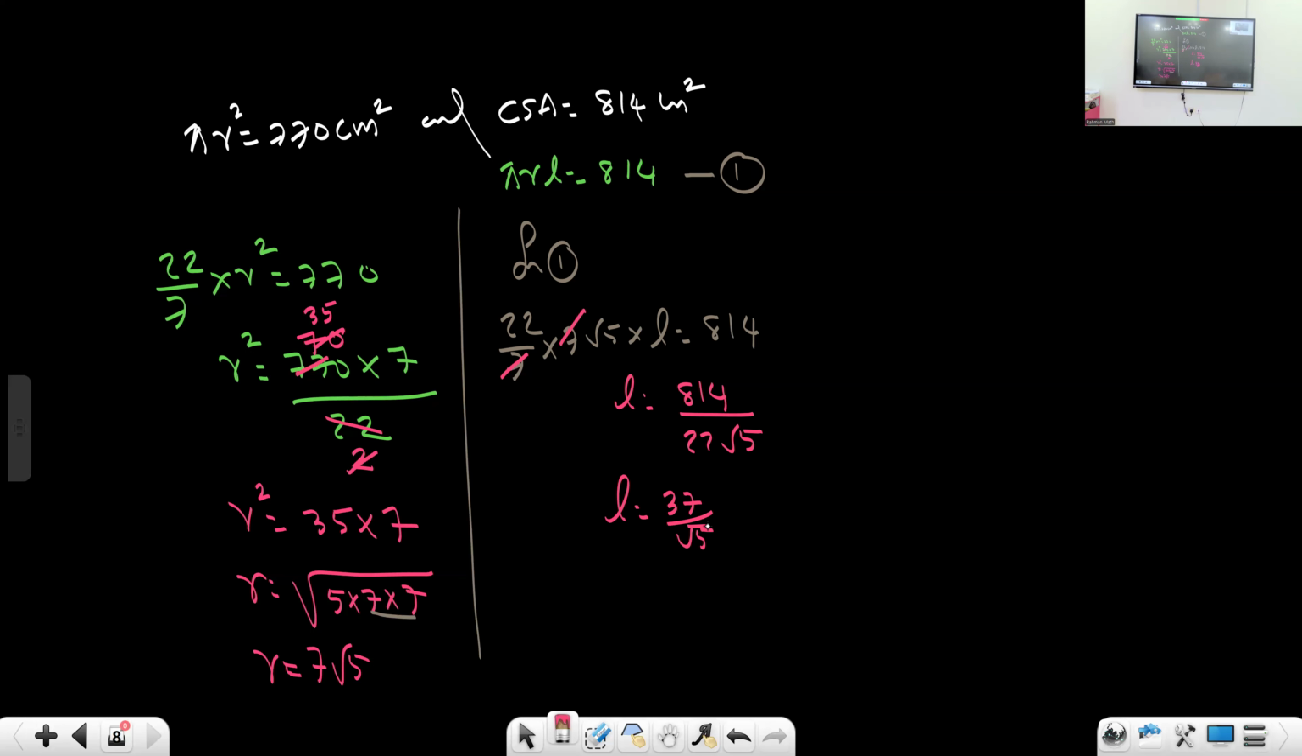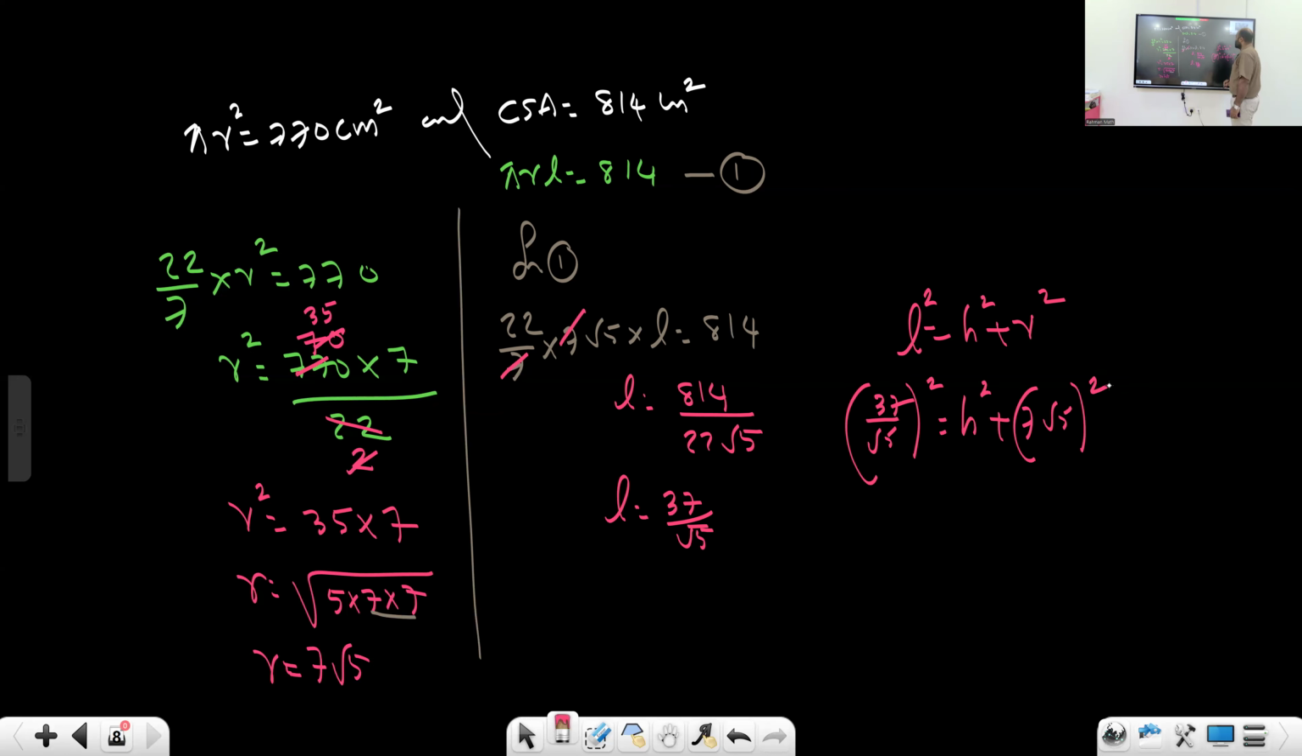We know that L square equal to H square plus R square. L square means this you have to square. H square plus 7 root 5 square. 1369 by 5 equal to H square plus 49 into 5.